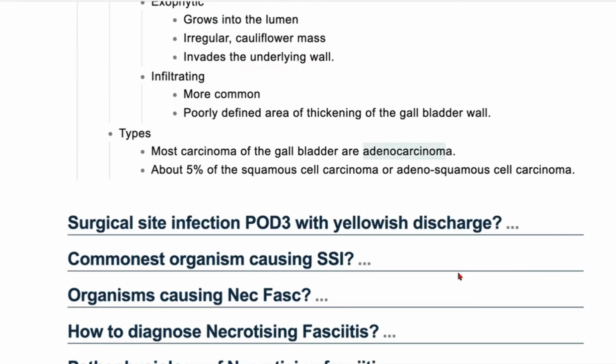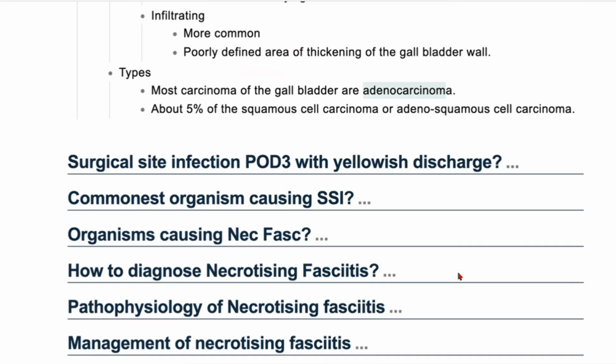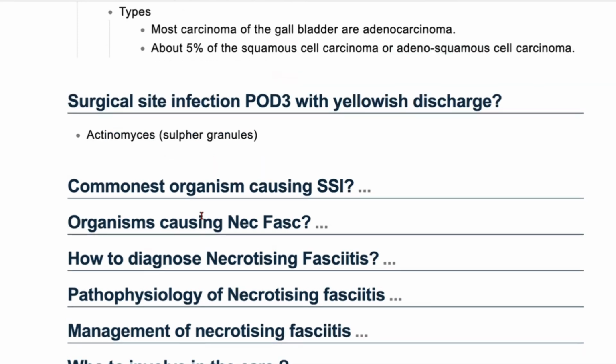Yeah. Surgical site infection post-operative day 3 with yellow discharge. What do you think is going on? So given the fact that this is yellow discharge, I'd be worried about actinomycosis, and this is because there'd likely be yellow sulfur granules present. And what is the commonest organism causing surgical site infection? This would be Staph aureus.